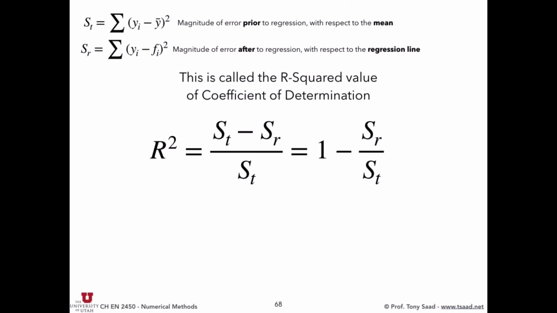And part of that standard deviation, we defined this term ST. It essentially measures the spread of the data around the mean value y bar. So that's the magnitude of error prior to regression with respect to the mean.